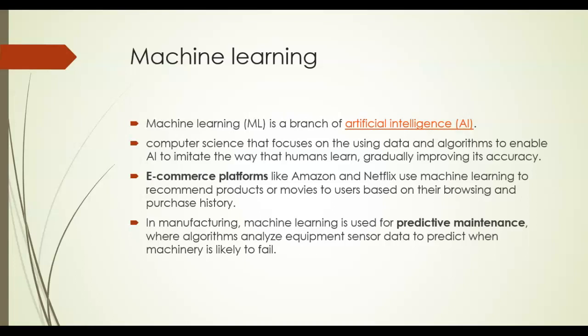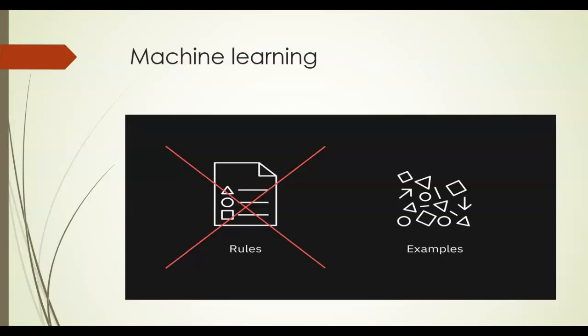Now, what are the examples of where machine learning is used? For example, e-commerce websites like Amazon and Netflix. Machine learning is used to predict the movies based on the browsing history. Like for Amazon, based on the purchase history, we get the recommendations. In manufacturing, machine learning is used for predictive maintenance, where the algorithm analyzes the sensor data and is used to predict when the machinery can fail. So these are one or two examples of machine learning.